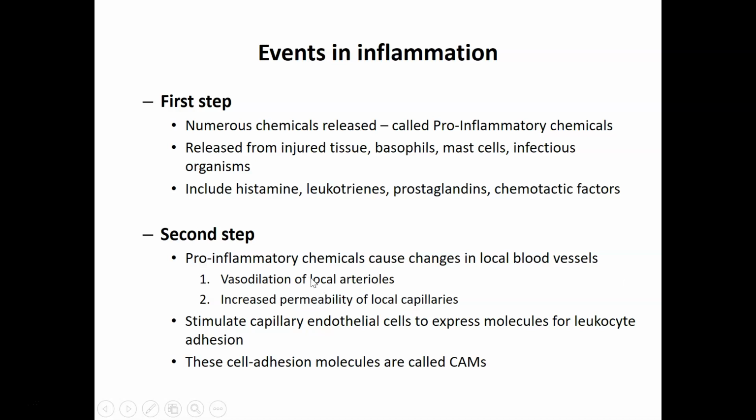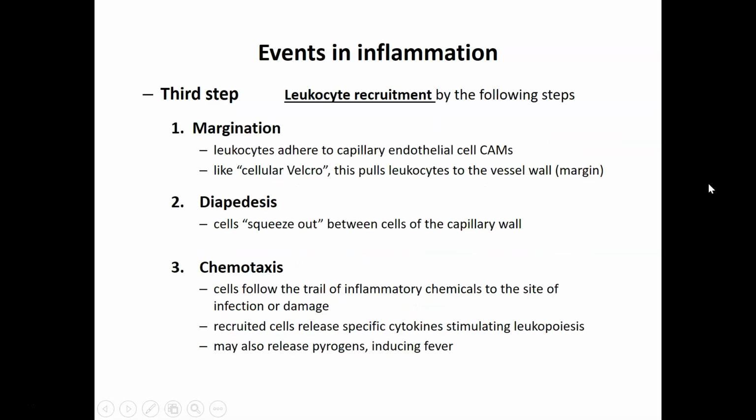All right? Vasodilation is going to deliver more blood to the site. That's a good thing. It's going to deliver stuff that's needed to fight an infection or to repair tissue damage. And not only is it going to be delivered, it's going to be able to get out into the tissues because the capillaries are more permeable. The third step is what's called leukocyte recruitment. What this means is leukocytes, white blood cells, are recruited to the local site of tissue damage or inflammation.